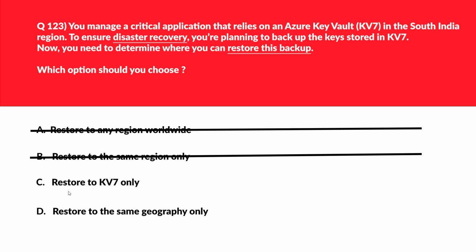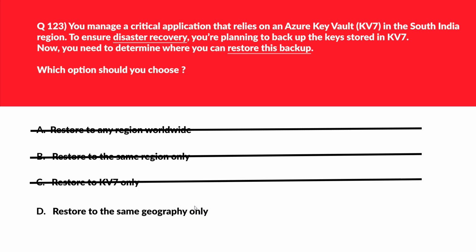Let's look at option C. C says restore to KV7 only. KV7 is, by the way, the key vault. So restoring the backup to the same key vault, that is KV7 only, would not provide sufficient redundancy or disaster recovery capabilities. Again, incorrect choice. We are left with option D, that is restore to the same geography only.